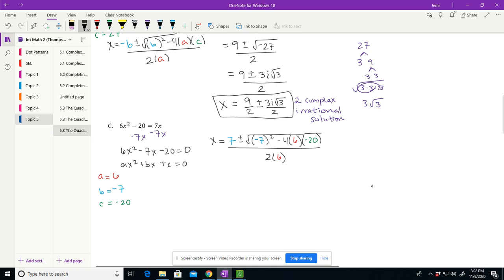Okay, and I simplify. So starting underneath the radical, I'm going to start there first. I'm going to do my exponent, so negative 7 squared. It's going to give me a positive 49.